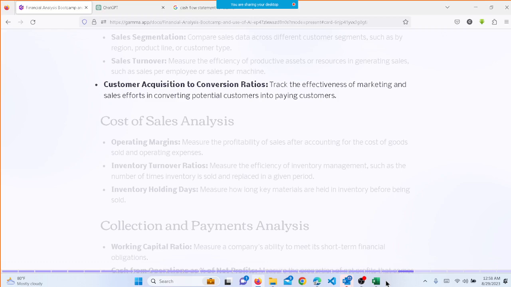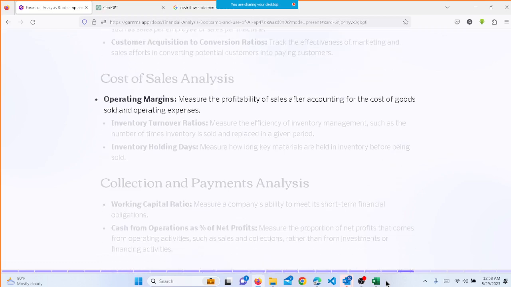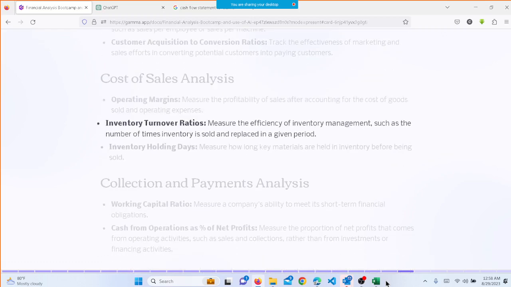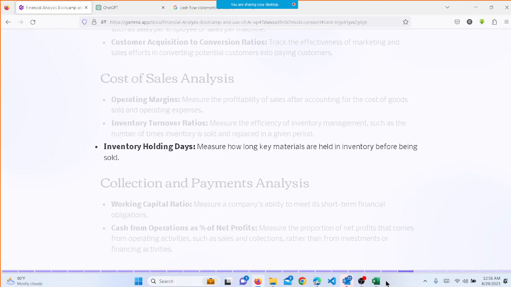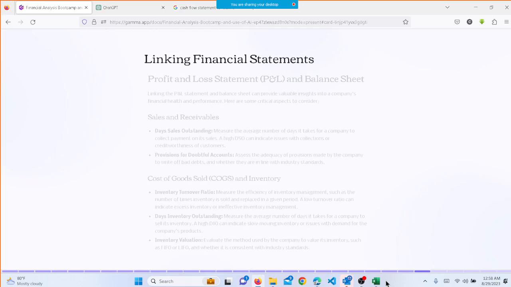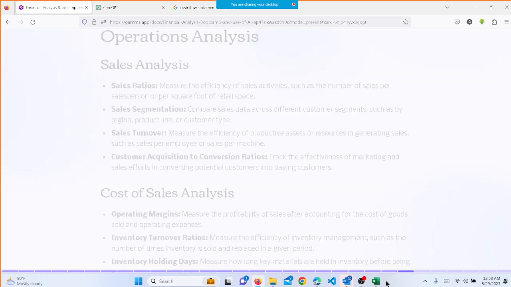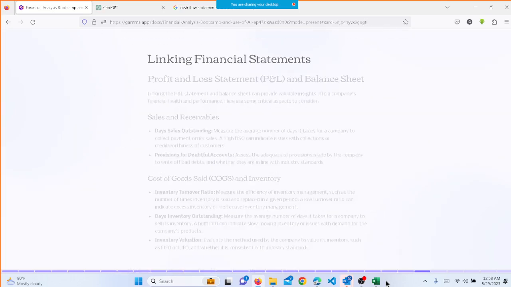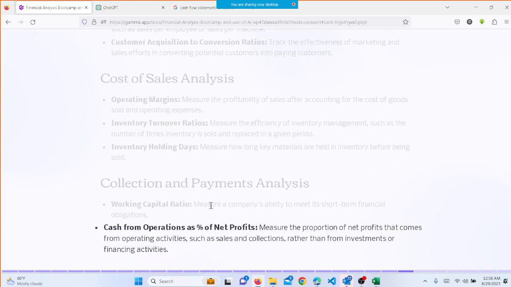Okay. Then cost of sales. We look at operating margin, inventory turnover ratios, and inventory holding days. I have explained that earlier already. Then collection from the payments usually is a simple calculation. Working capital ratio, which we have already calculated.